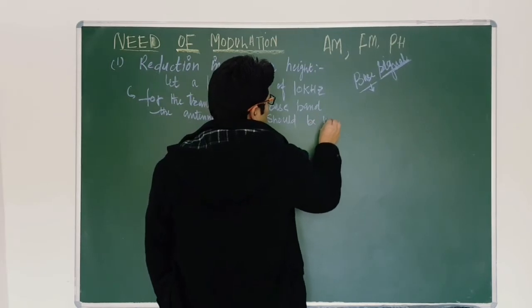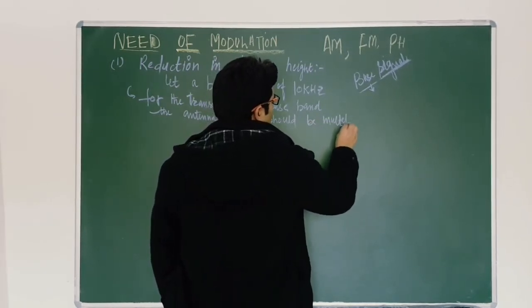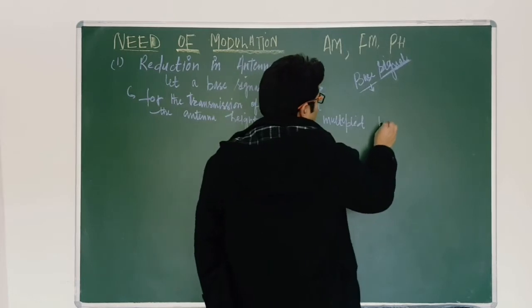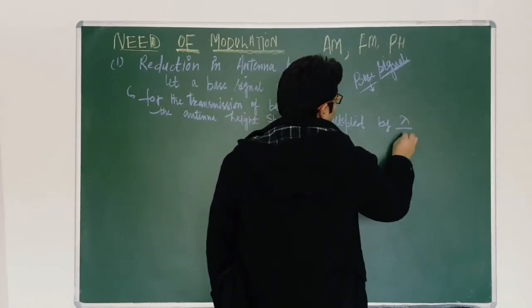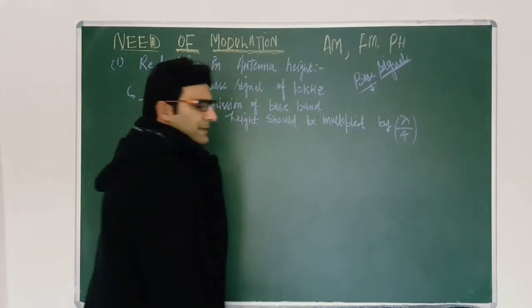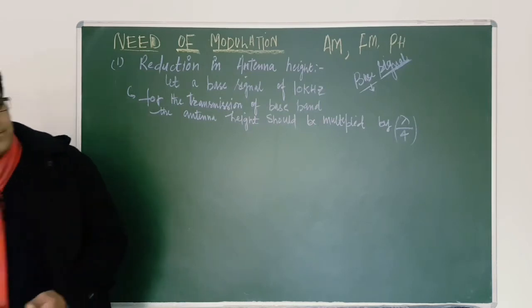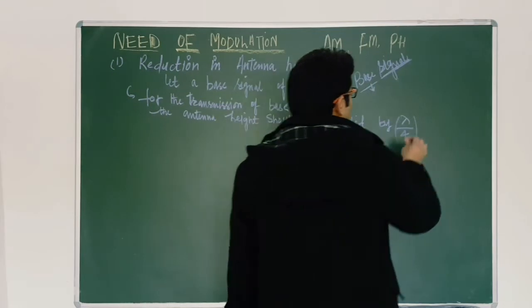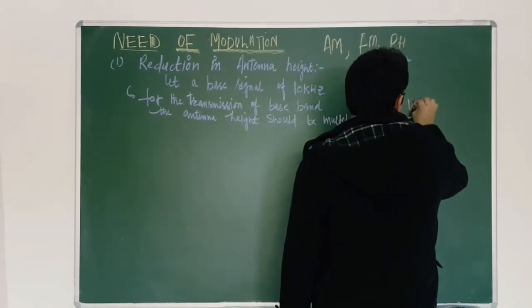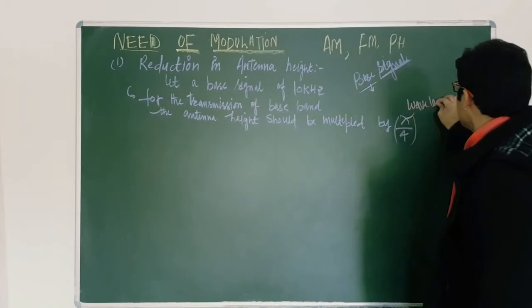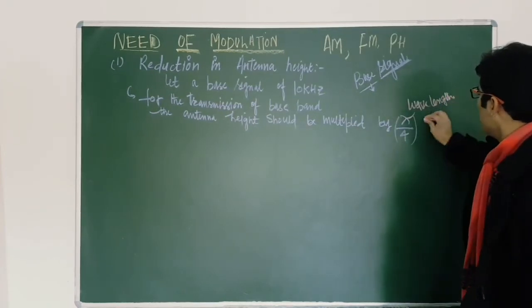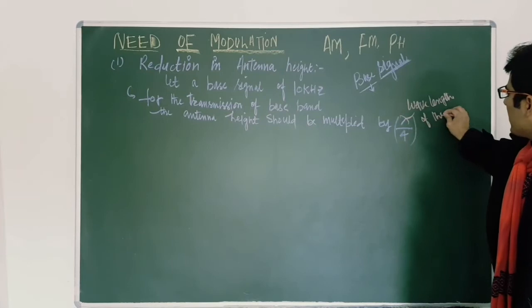multiplied by lambda upon 4. This is where this lambda upon 4 comes from. We have already discussed it, and we made a formula for lambda upon 4, right? Lambda is what? Lambda is the wavelength of the modulating signal.